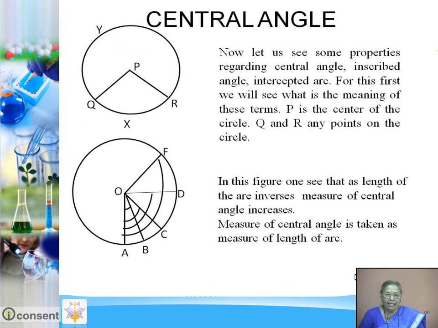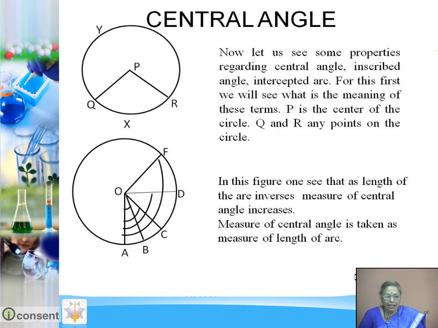Central angle, inscribed angle and intercepted arc. If you take any 2 points on the circle and join them to the center of the circle, then the angle formed is called the central angle. This angle is formed at the center of the circle, so it is called the central angle. This central angle has a measure equal to the measure of the arc.